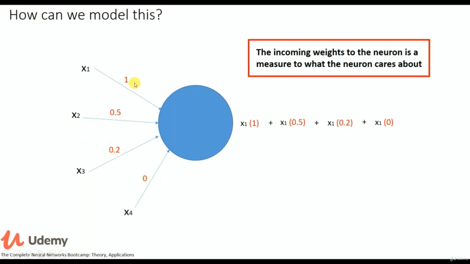And what we do is we multiply our input with this weight. This is the first term, and then the second term is the second input times the second weight, the third input times the third weight, and the fourth input times the fourth weight, and then we add them all together. So basically the incoming weight to the neuron is a measure of what the neuron cares about. For example, here it doesn't really care about the input x4. Therefore, the importance of x4 is 0. So this is what weights are. It's a measure of what neurons care about. It gives importance to the inputs.